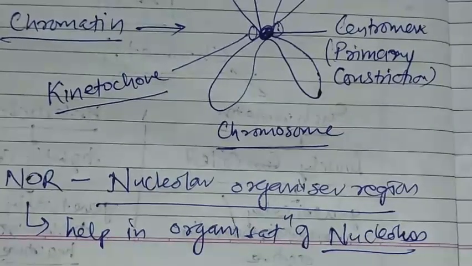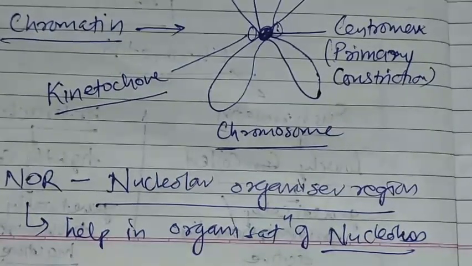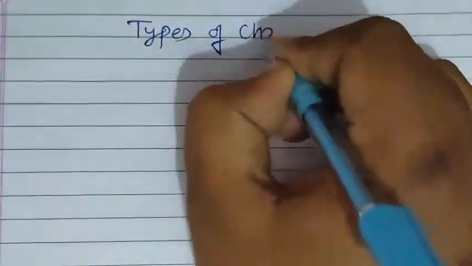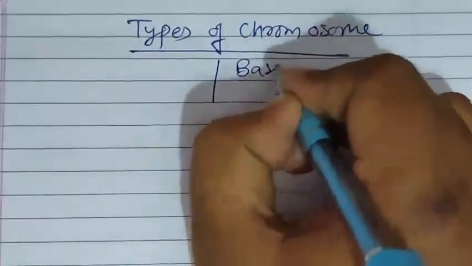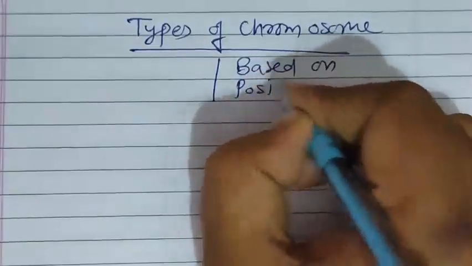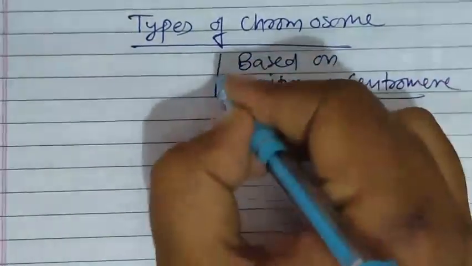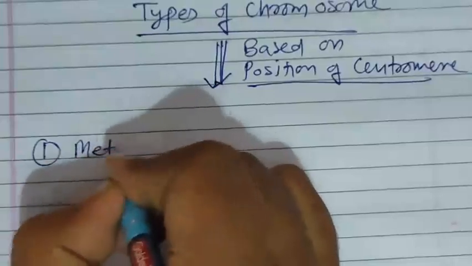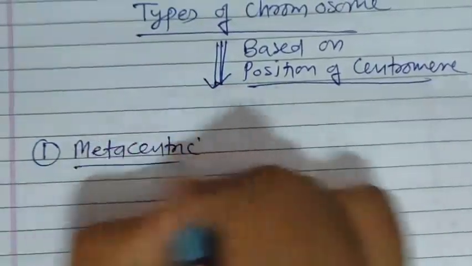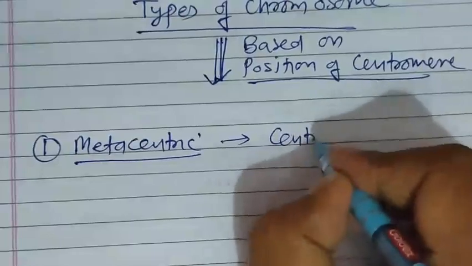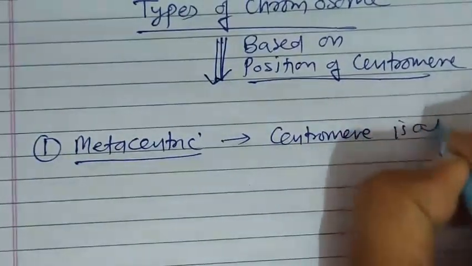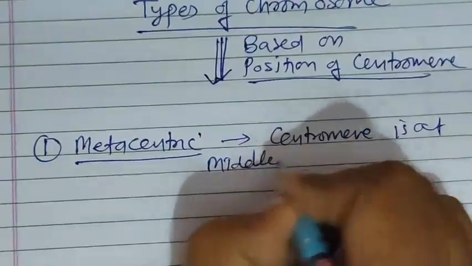Now we talk about the types of chromosome based on the position of centromere. Next is types of chromosome based on position of centromere. Okay, based on position of centromere. Number one is metacentric, means centromere is at middle position.